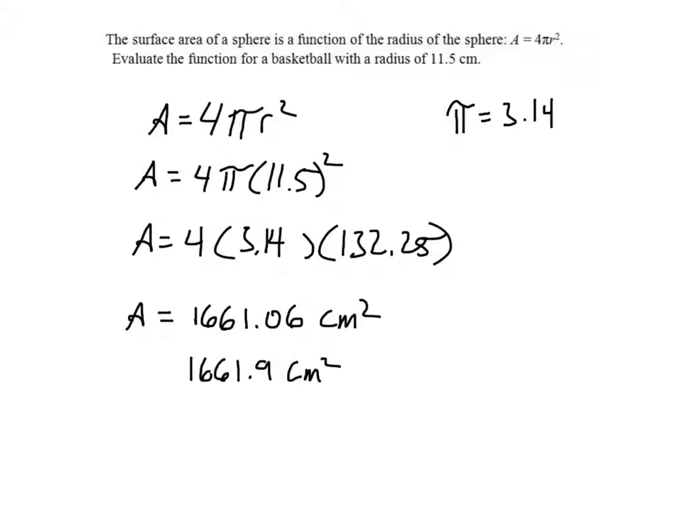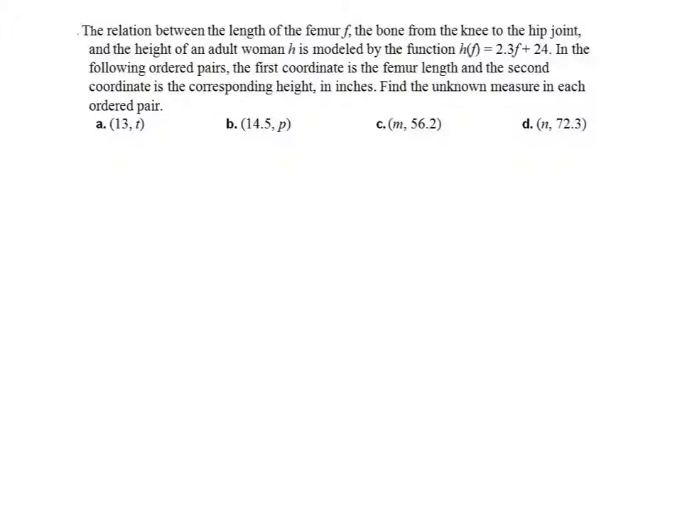Okay? All right. Look at the next problem. The relation between the length of the femur, F, which is the bone from the knee to the hip, and the height of an adult woman, H, is modeled by the function h of f equals 2.3f plus 24. In the following ordered pairs, the first coordinate is the femur length, the second coordinate is the corresponding height in inches. Find the unknown measure of each ordered pair.